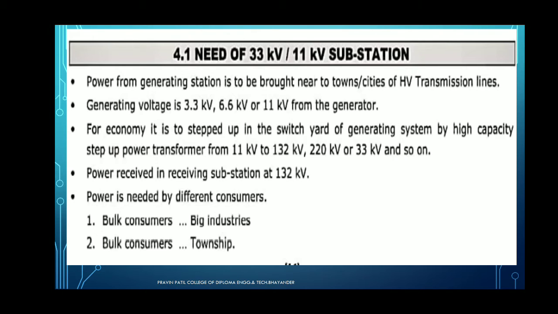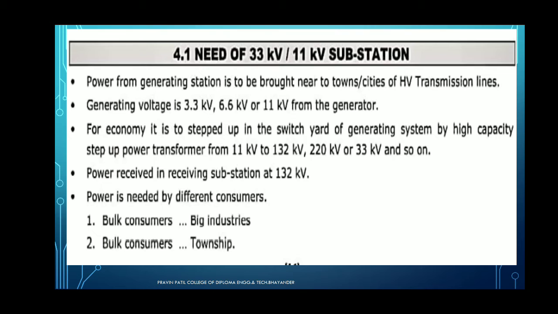First, we have to see why there is a need for a 33 by 11 kV substation. The power from the generating station is to be brought near to the town or the cities by HV transmission line, high voltage transmission line. For that purpose a 33 by 11 kV substation may be required, for generating voltages of about 3.3 kV, 6.6 kV or 11 kV from the generators.